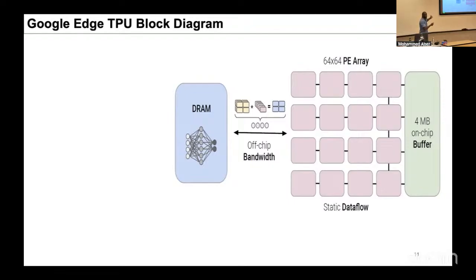This is the solution that Google has come up with for edge devices. If you need compute, this is a large processing element array. We have on-chip buffers to store input activations and stuff like that. What do you think could be wrong? What could go wrong?